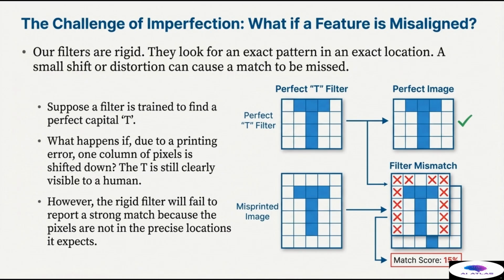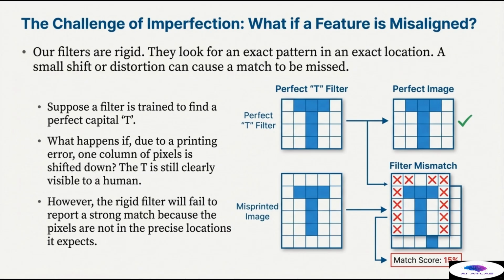This is illustrated in the example here. The perfect T filter matches the perfect image perfectly, but look at the misprinted image, where one column of pixels has shifted down. Although the T is still completely recognizable to any human observer, the rigid filter fails catastrophically. The pixels it expects to be on are now off, and vice versa, resulting in many mismatches marked with red X's. This dramatically lowers the match score, dropping it to a mere 15%.